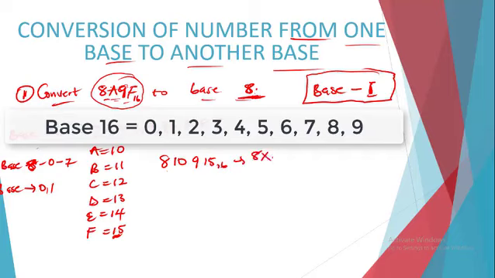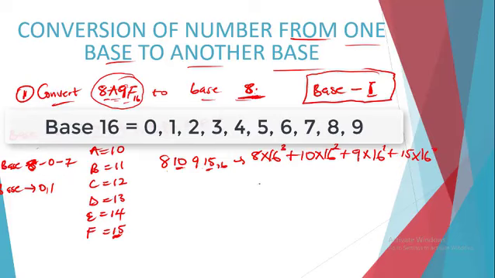We have 8 times 16 raised to power how many? Remember, this is one number and this is one number. So we have 1, 2, 3. Raised to power 3 plus the next one is 10 times 16 raised to power how many? 2 plus the next one is 9 times 16 raised to power 1 plus the last one 15 times 16 raised to power what? 0.